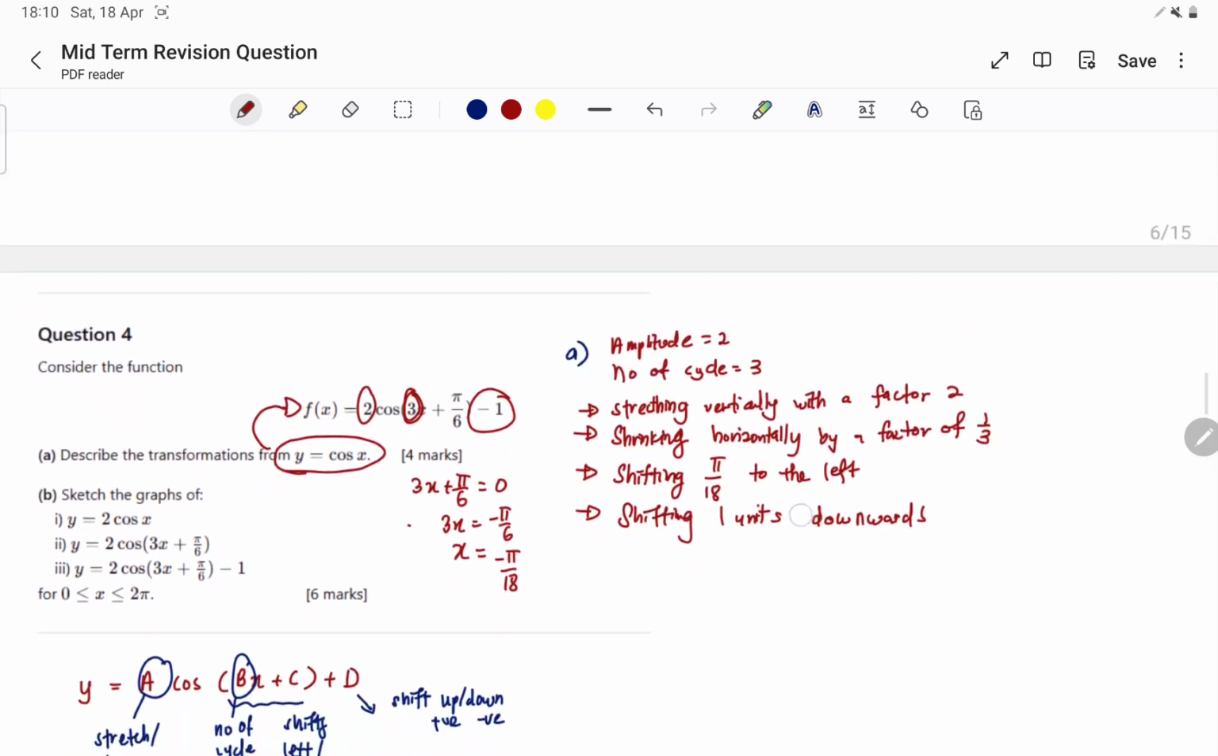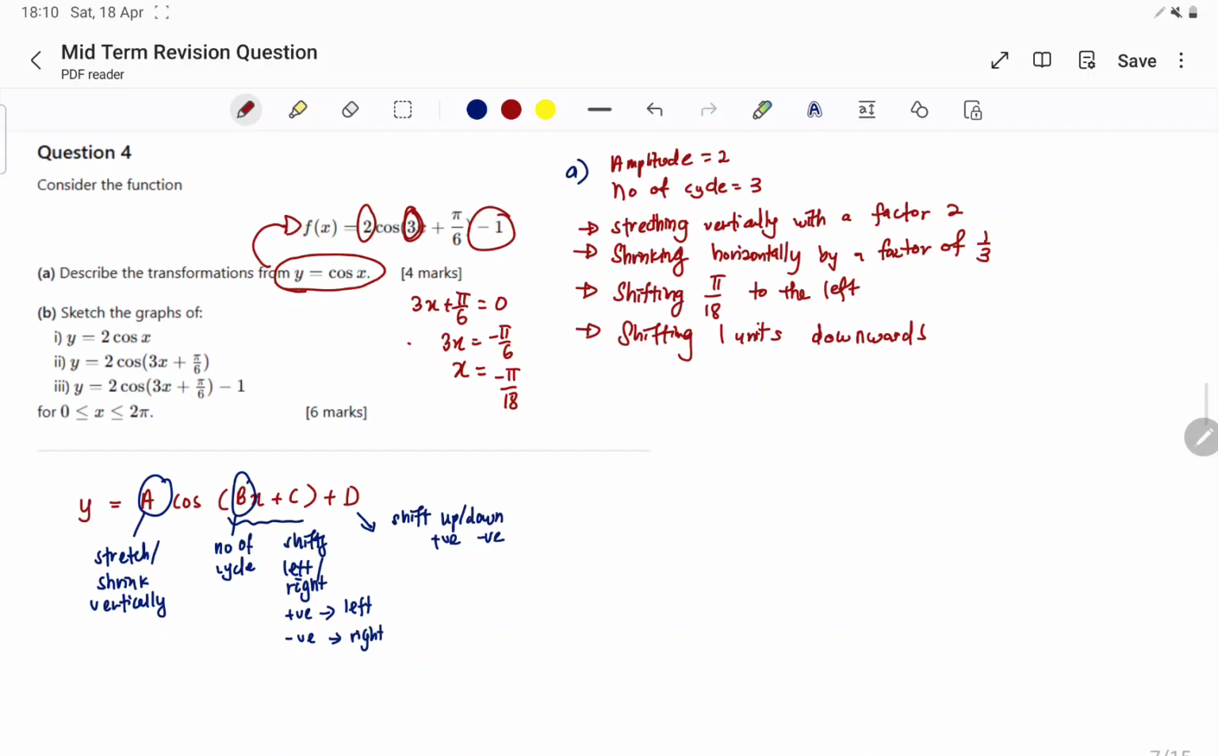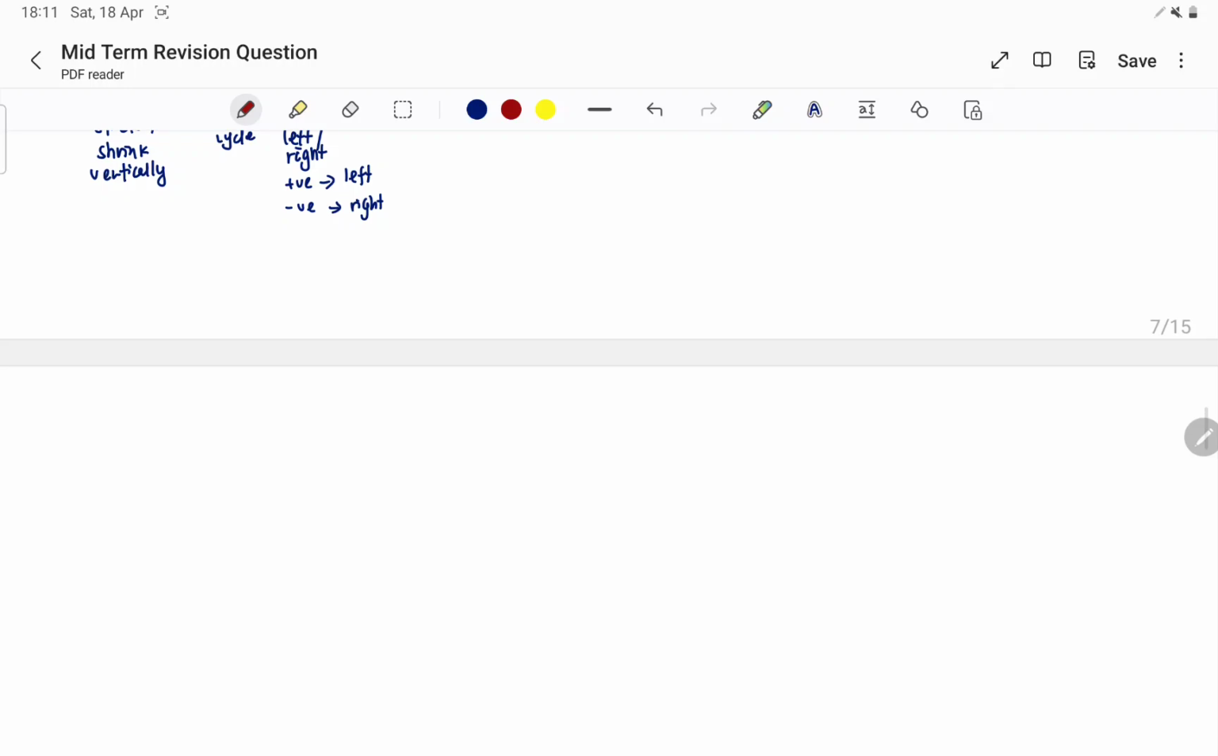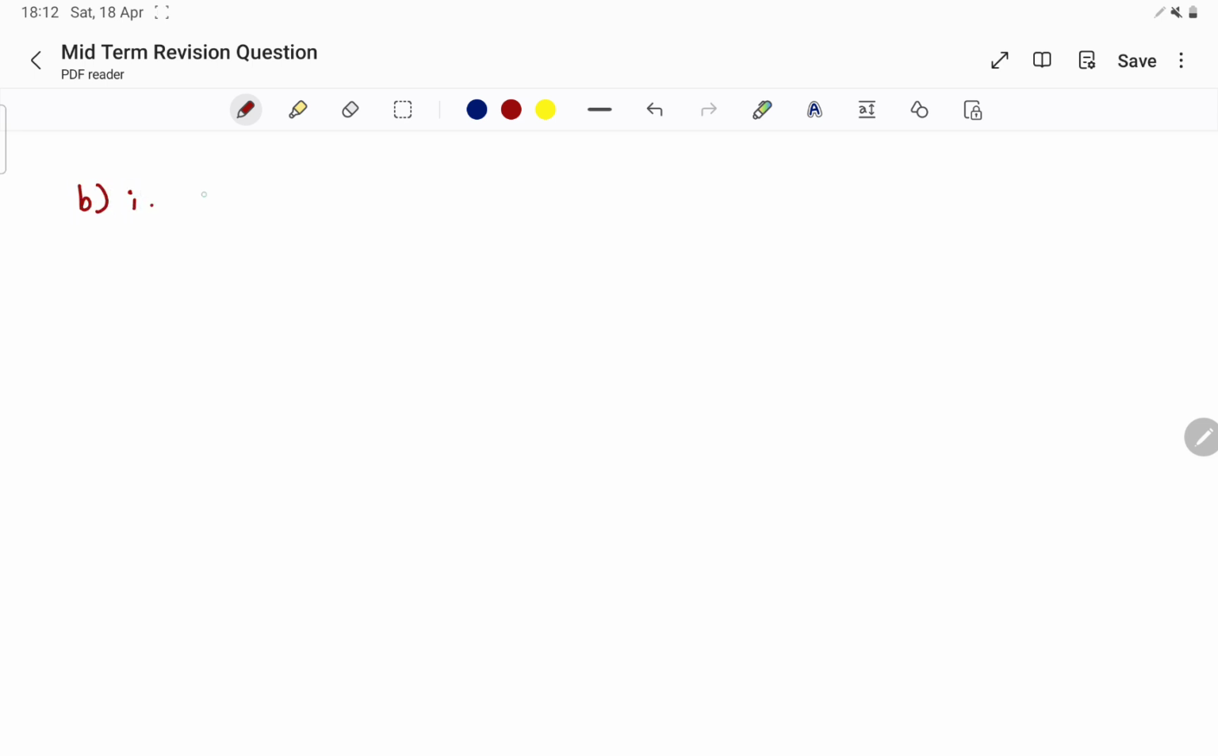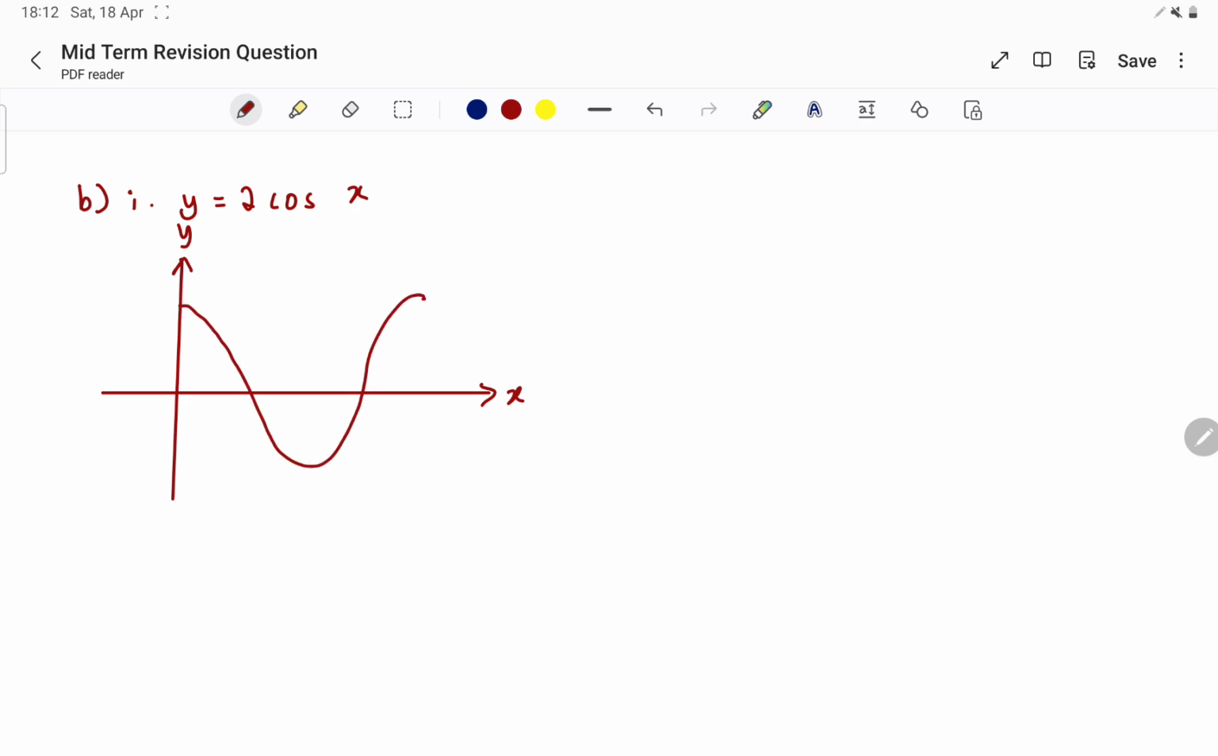For question B, they ask us to sketch the graph of each of these three from 0 to 2 pi. The first one is graph y = 2 cos x. So this is actually just a cos x graph. So you draw like this first. This is your y, and then when you draw cos, it is a shape like this. It's okay, no need to make sure that it is exactly like cos, as long as you can see that the shape is actually cos.